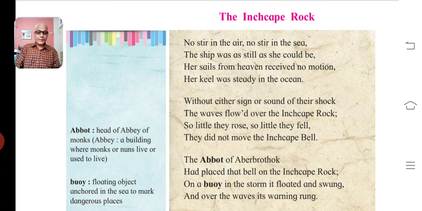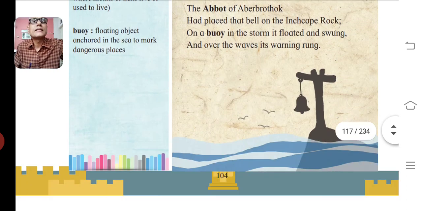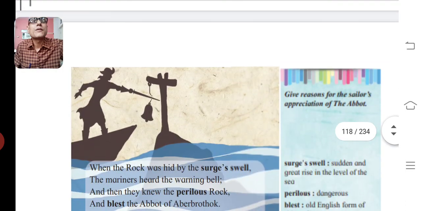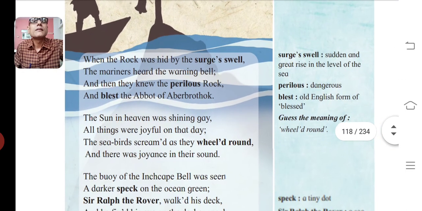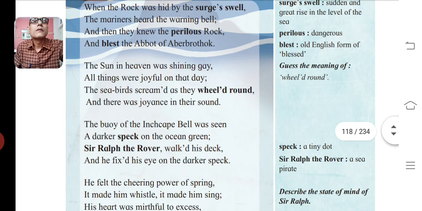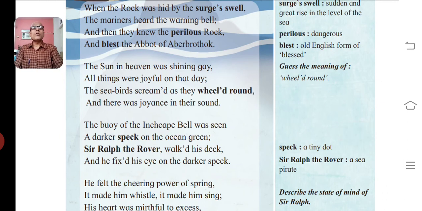Now, see on the next page. See the lines on page number 105. See the line. When the rock was hit by the surge's swell. Here the figure of speech is alliteration. Here the sound of S is repeated pleasingly.